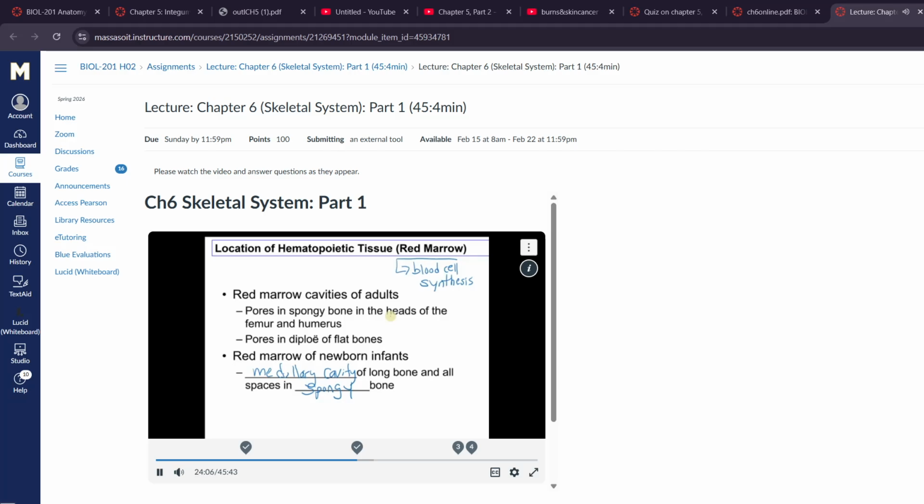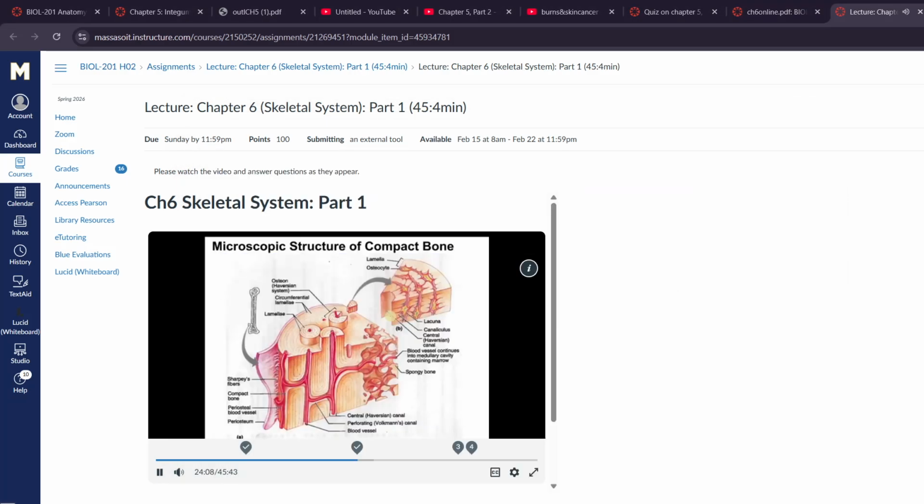Okay, so now that we have looked at the gross anatomy of long bone, let's take a look at the microscopic anatomy. This is a bone, supposed to be the humerus, I believe. And here we're going to take a little chunk right here. So here's that chunk, and this is compact bone. And you'll see on the outside, again, the periosteum.